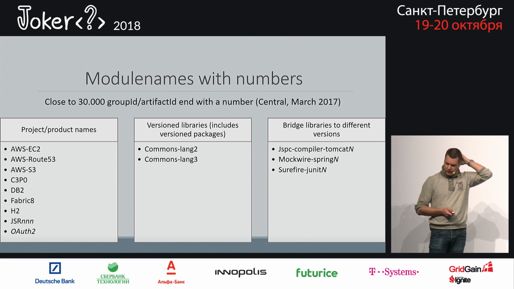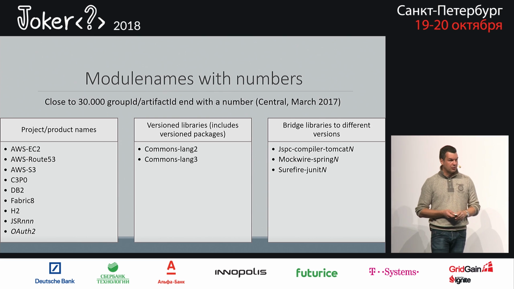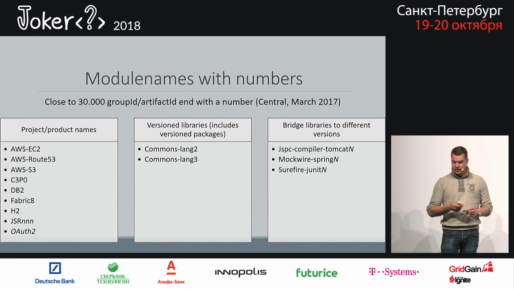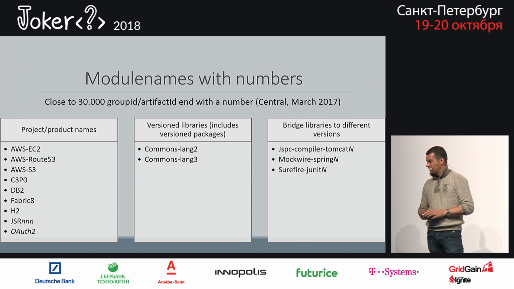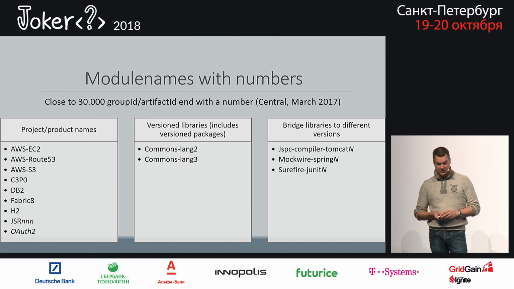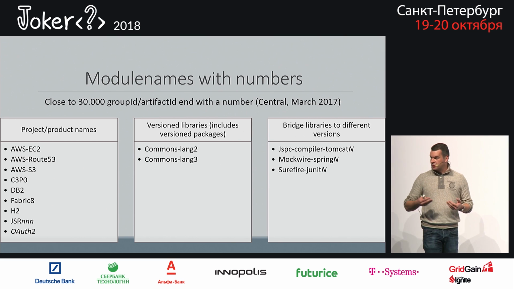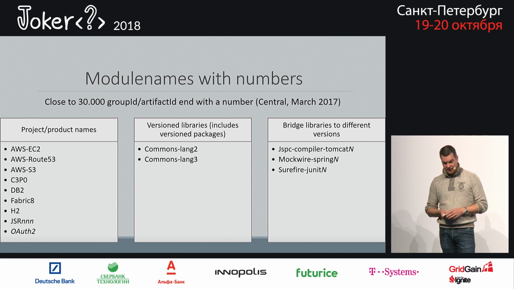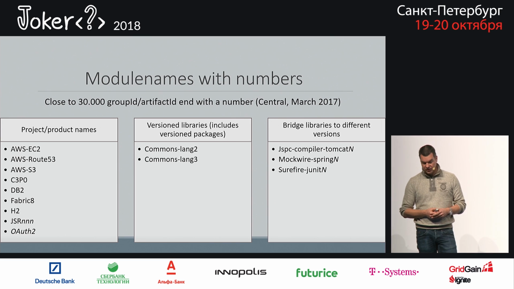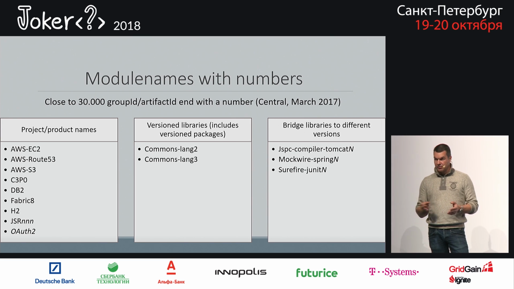So the first group, I would call them project or product names. So, for instance, the first 3 are Amazon products, and somehow Amazon chooses to end their products with numbers. Then we have a C3PO, a database driver. It would be weird if it should be called C3P. Or DB2, suddenly DB. Especially JSR. There are quite some JSR jars, and by removing the numbers, they would all, in the end, be the same. So that doesn't make sense.